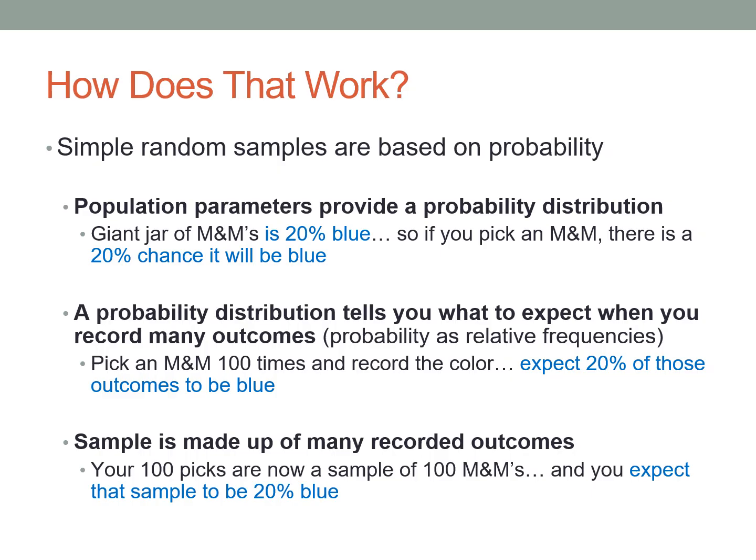And so following this logic through, the distribution of M&M colors in the population in our giant jar full of M&Ms gives us the distribution of M&M colors that we should expect in our sample. If our giant jar is 20% blue, we should expect through these processes of probability that our sample of M&Ms will be 20% blue as well. Except for that random chance that we mentioned before.